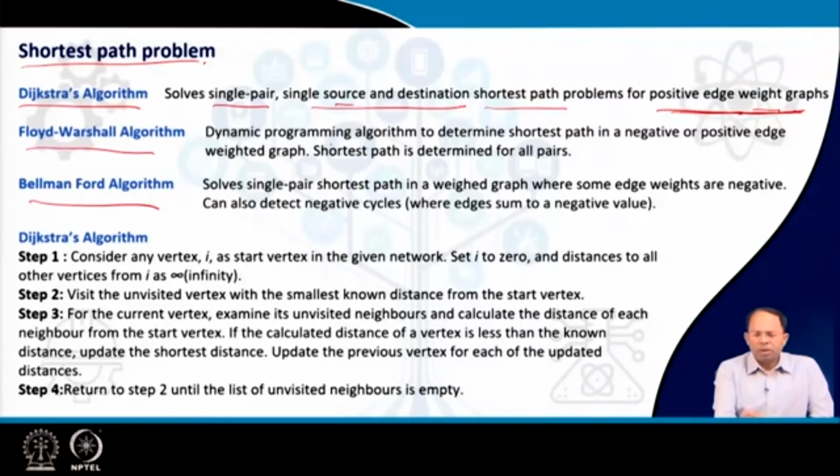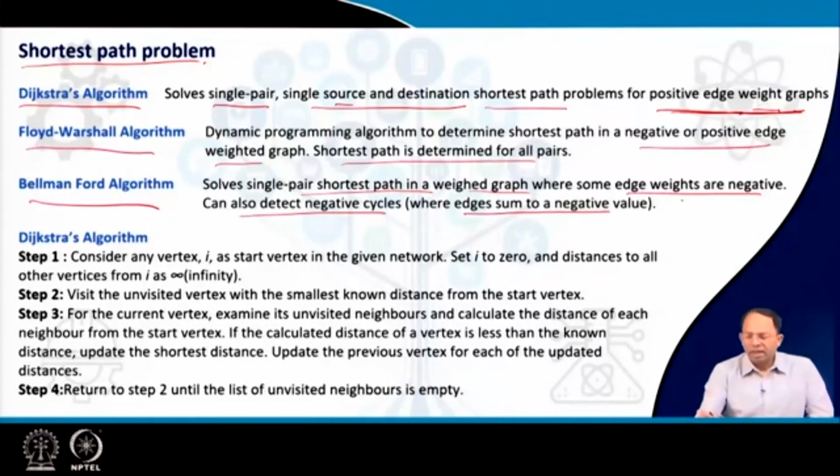Floyd-Warshall algorithm is a dynamic programming algorithm to determine the shortest path in a negative or positive edge weighted graph. So it can deal with both negative and positive weights, and the shortest path is determined for all pairs. It can say between any two nodes which is the shortest path, right? Finally, the Bellman-Ford algorithm solves the single pair shortest path in a weighted graph where some edge weights are negative, same as the earlier one, and it can also detect negative cycles where the edge sums to a negative value. Where there is a mix of positive and negative weights, sometimes it can create a loop inside our path. If it makes a loop, then I cannot get out of that particular loop. So this algorithm can avoid that.